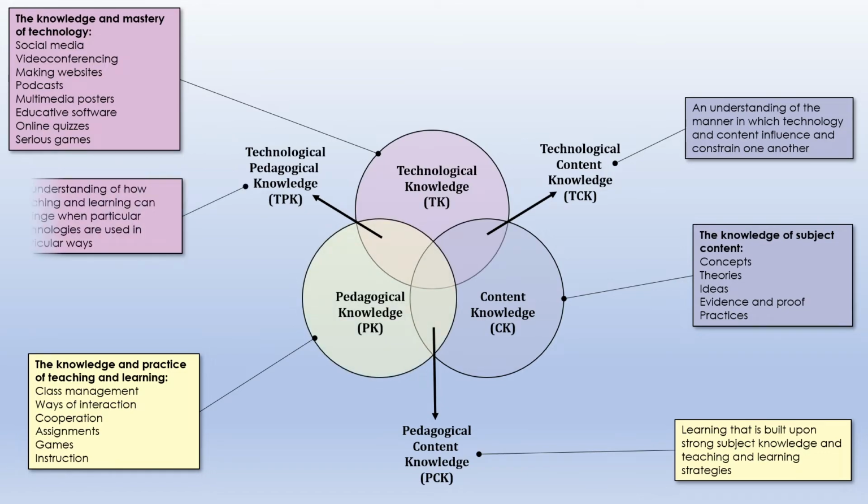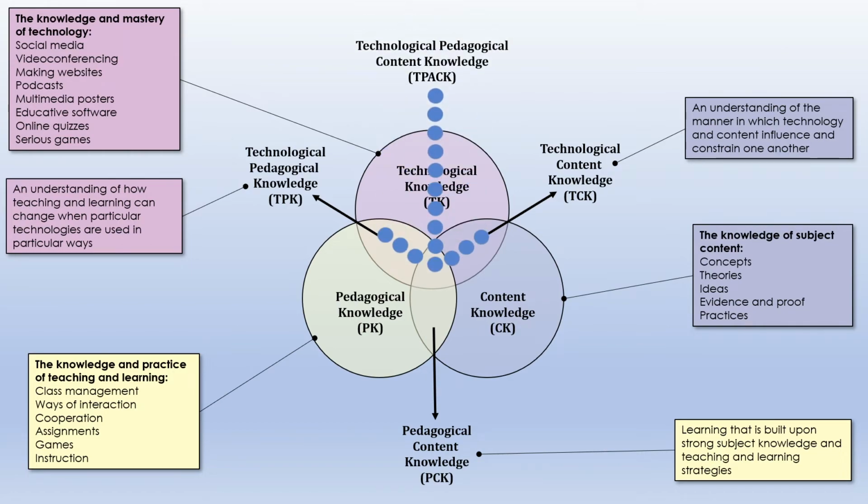And then the third overlap, the technological pedagogical knowledge, which is the link between the TK and the PK. This is all about understanding how teaching and learning can change when you use certain technologies in particular ways. Knowing when to use a range of tools and their appropriateness within different pedagogical designs and strategies. And now the final part, where it all comes together in the center of the model: the technological, pedagogical, and content knowledge.